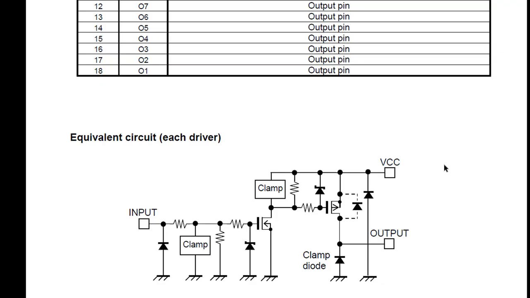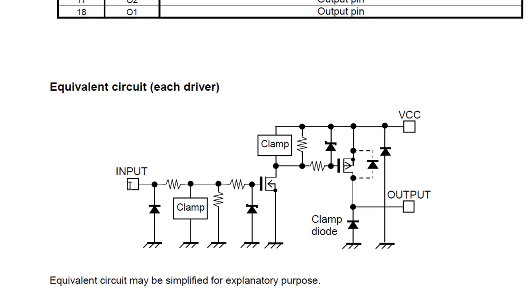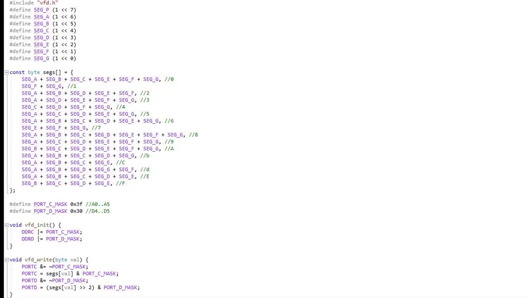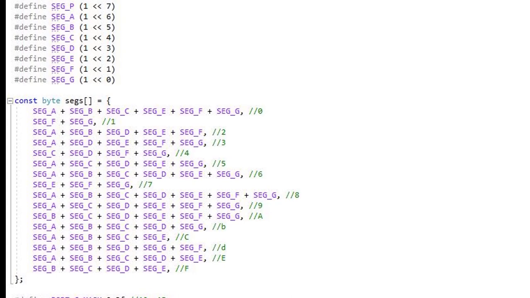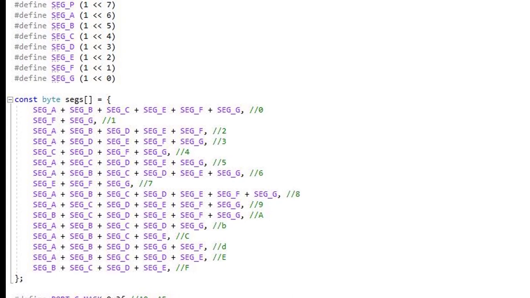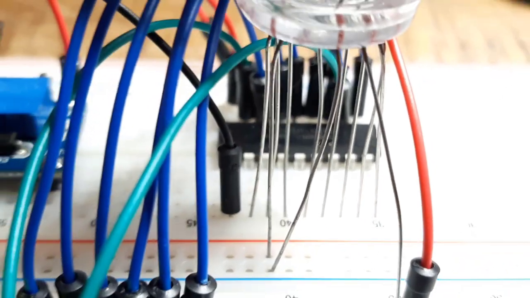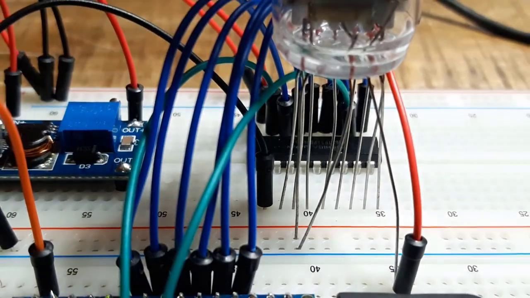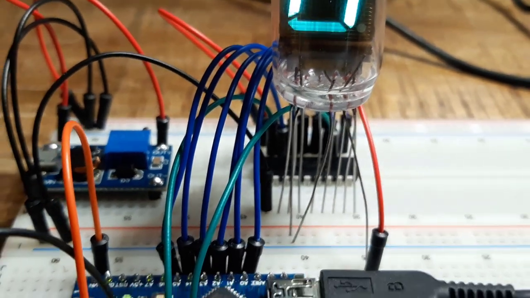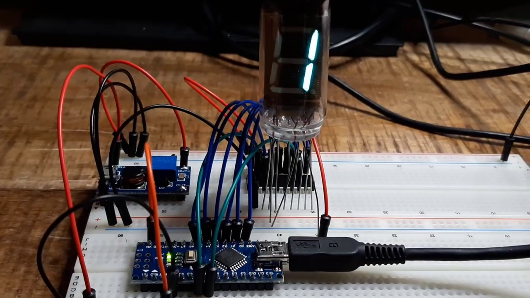The input channel can directly be wired to the digital outputs of the microcontroller and the open emitter outputs directly to the tube's anodes. The Arduino sketch is quite simple. A byte array assigns the values to a bit pattern, which is then written to the respective output pins. I tacked everything together on a breadboard and loaded a script that simply counts up from 0 to 15.